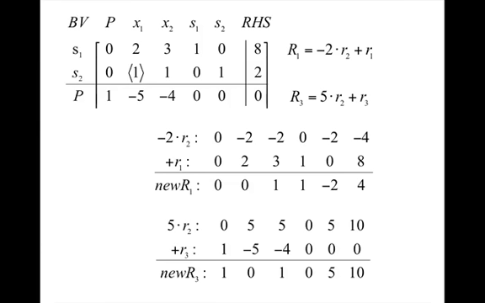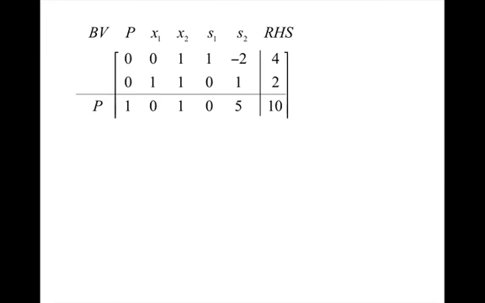Now when I recopy my table, rows 1 and 3 will change, but I'm going to keep row 2 the same. So row 1 is 0, 0, 1, 1, negative 2, 4. Row 2 stayed a 0, 1, 1, 0, 1, 2. And my row 3 became a 1, 0, 1, 0, 5, 10.